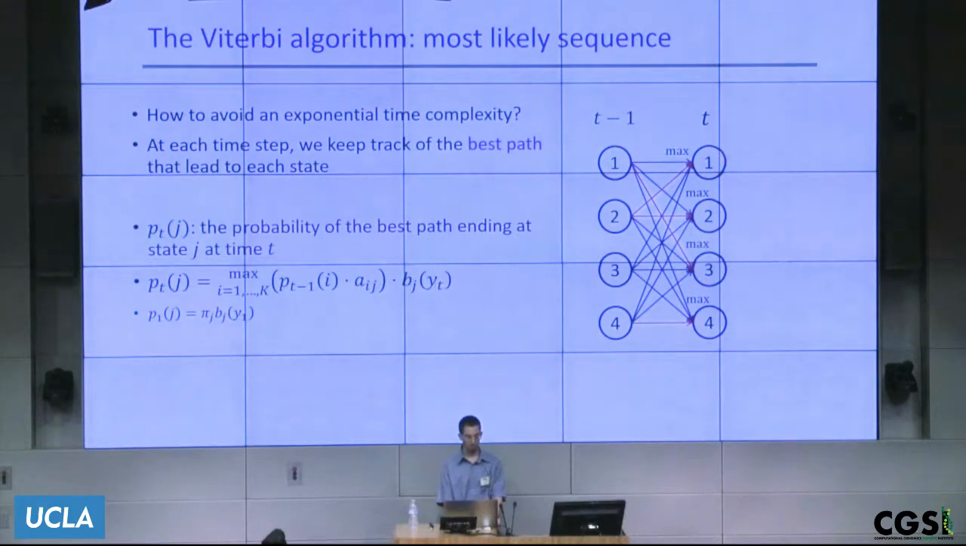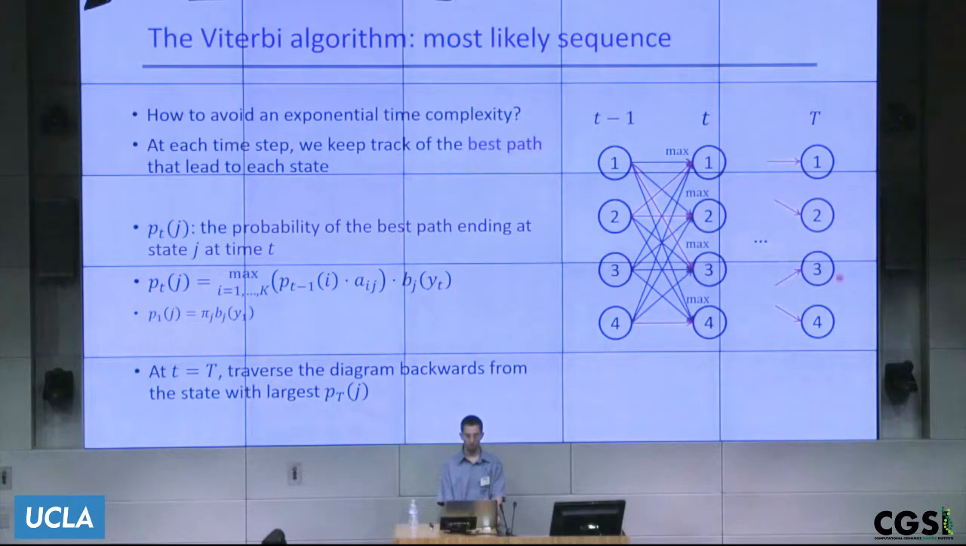Mathematically, if Pj of t is the probability of the best path to end at state j at time t, we can write a recursive equation for it. We can calculate it using the probability of the best path to pass through each of the possible states in the previous time point. So we just maximize over all the states in the previous time point, then multiply by the transition and emission probabilities. This way we can compute this probability for each time point until we reach the final time point.